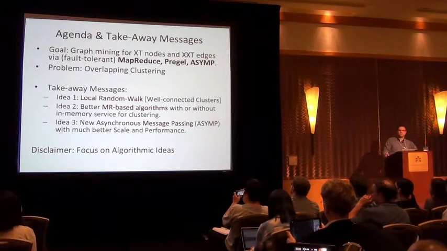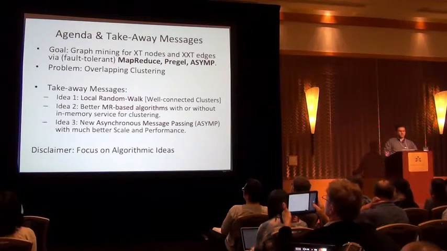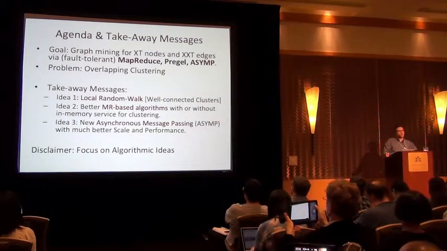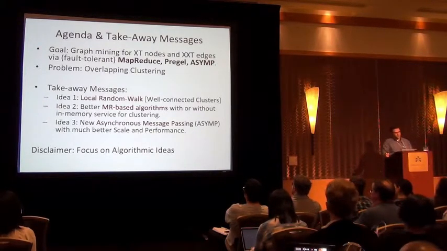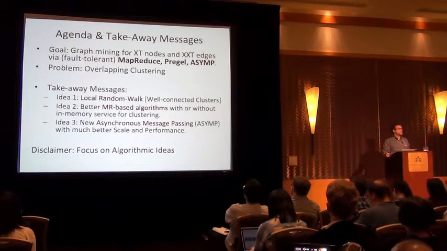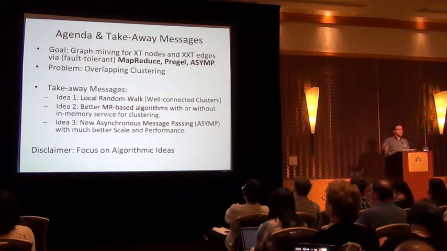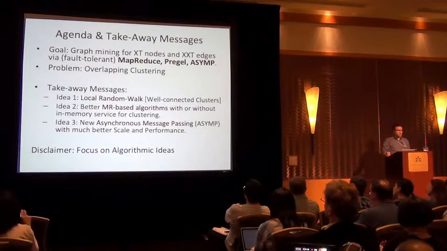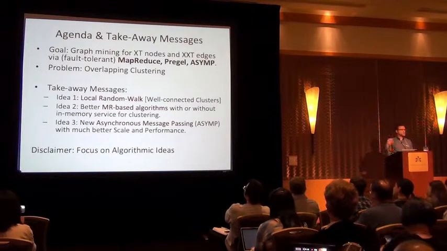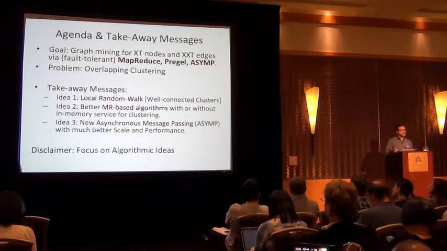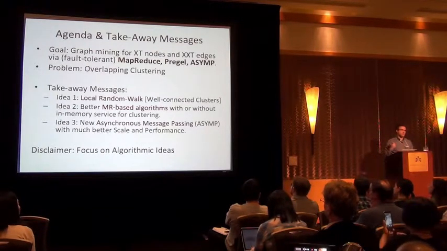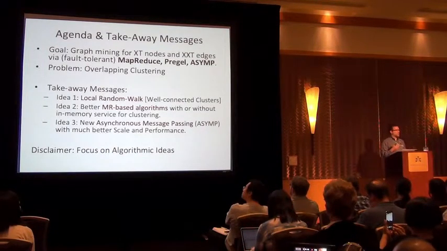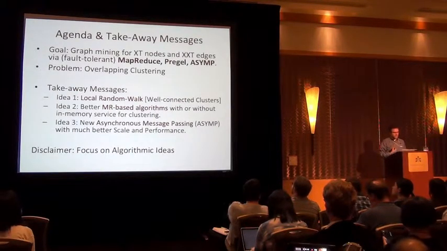My goal: we are building a group of projects in New York and with collaboration with other places at Google. Our goal is to develop a graph mining tool, a library that works with very big graphs, Google-scale graphs. We are talking about trillion nodes and tens of trillion edges. But we want to only work with fault-tolerant existing systems like MapReduce, Pregel, and a new graph mining framework that we call ASIMP. I'll mention it throughout the talk. So the problem that I'm trying to solve throughout the talk is what I call overlapping graph clustering.